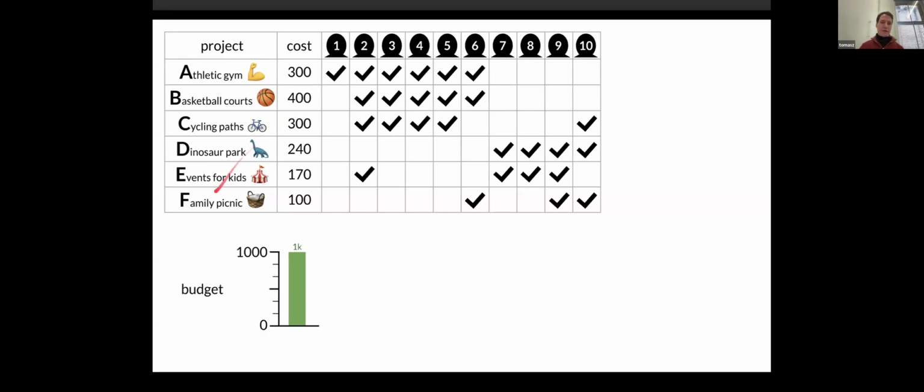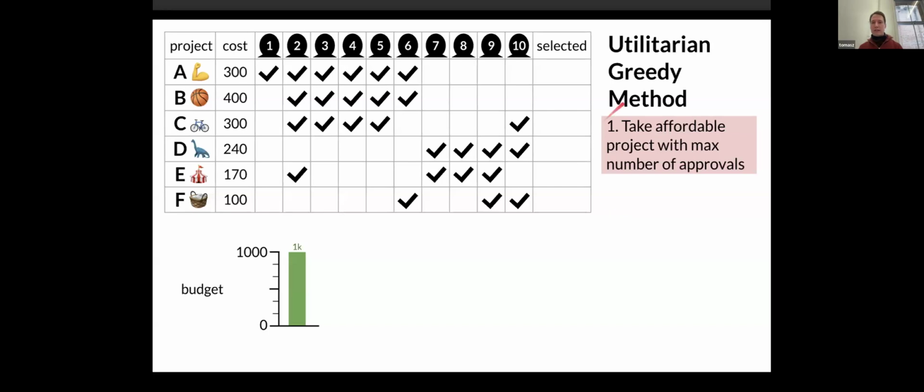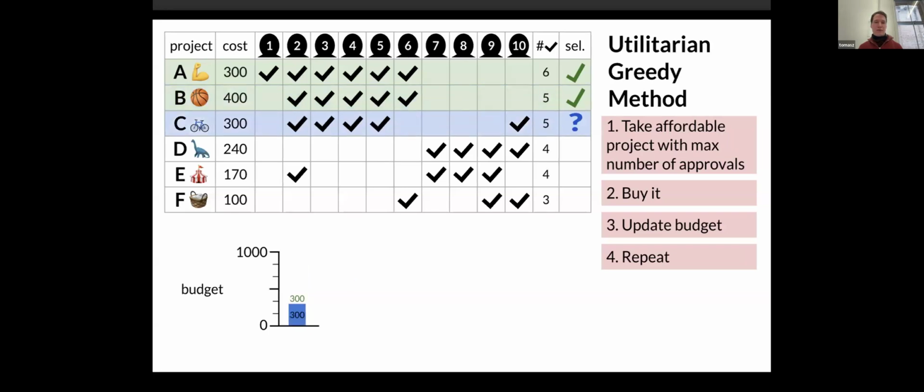Yes, and the final ingredient of our participatory budgeting instance is a budget, which is also some fixed number. Then the goal is to select some subset of projects in such a way that their summed costs do not exceed the budget. So how can we do it? Well, we can use, for example, the utilitarian greedy method, which is the most commonly used method nowadays. The method works like this: we look at our projects from the most approved to the least approved. Fortunately, they are already in this order here. Then we look at the highest project on the list that we can still afford. This will be project A, for example, because it costs 300 and we can afford that. Then we buy it, we update the budget, and we repeat the process until we run out of money.